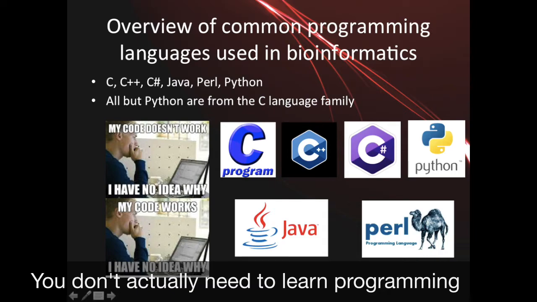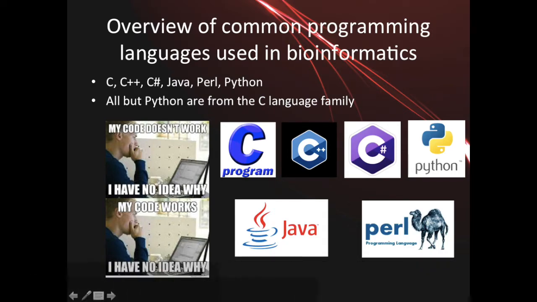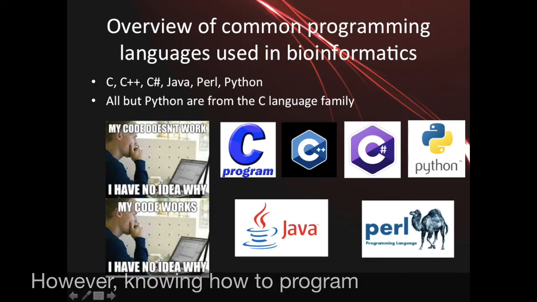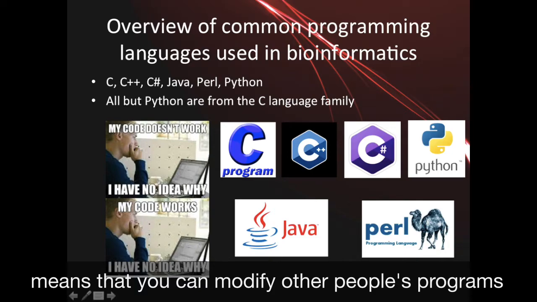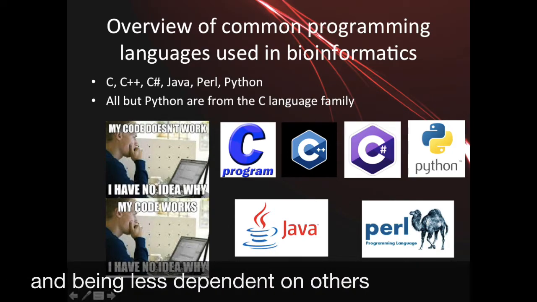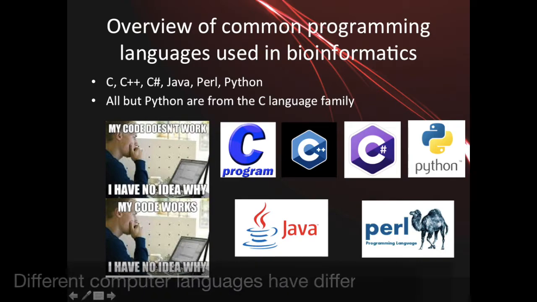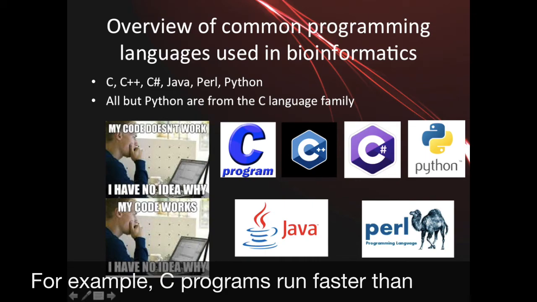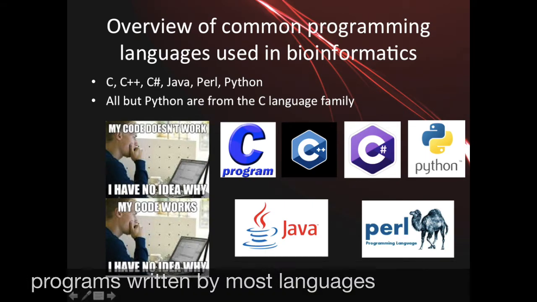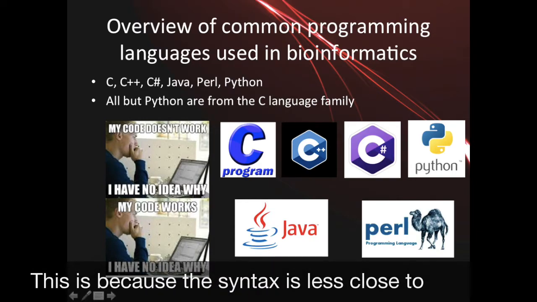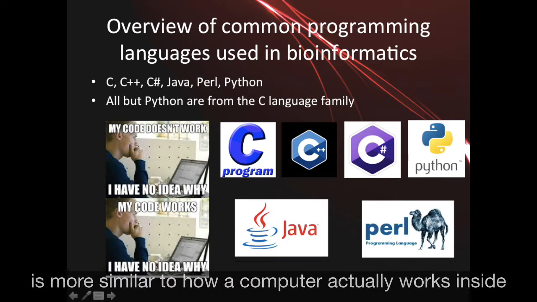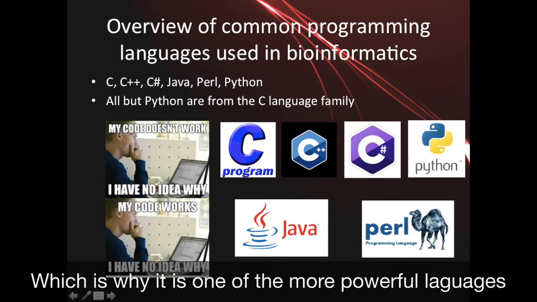You don't actually need to learn programming to do bioinformatics. You can use programs that are already written by others. However, knowing how to program means that you can modify other people's programs to fit your own needs, and being less dependent on others. Different computer languages have different advantages. For example, C programs run faster than programs written by most languages. This is because the syntax is less close to everyday English, and the way you have to program in C is more similar to how a computer actually works inside, which is why it is one of the more powerful languages.